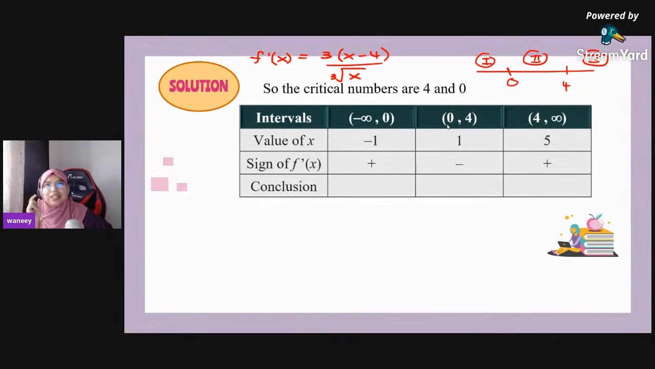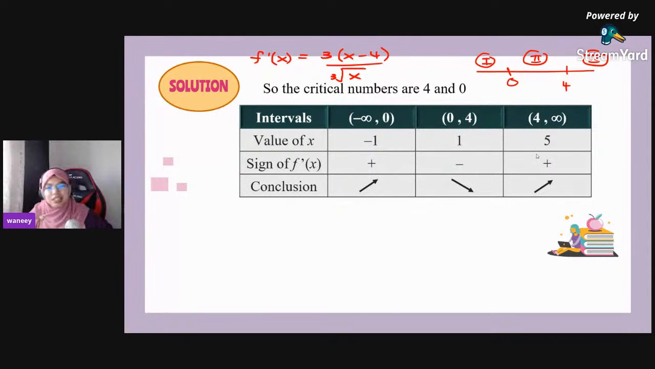So wait, let me pronounce them correctly. Sometimes I do pronounce them wrongly. Arrow, arrow. So we're going to draw an arrow going up or going down. Okay, so positive going up, negative going down, positive going up.